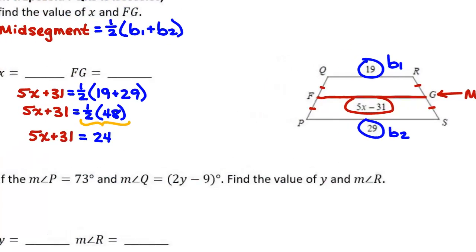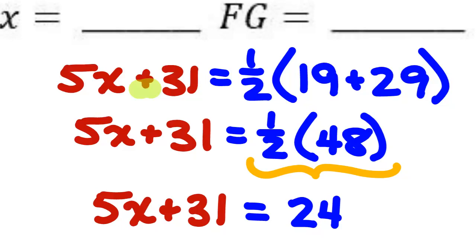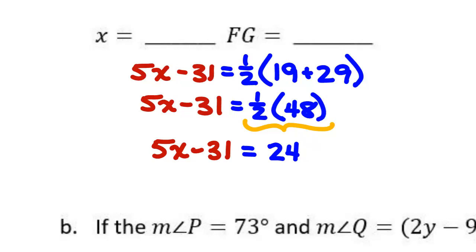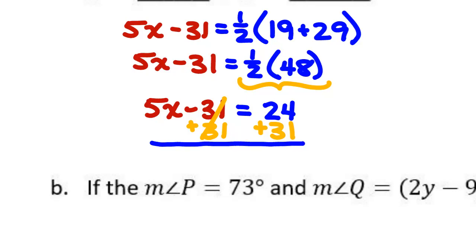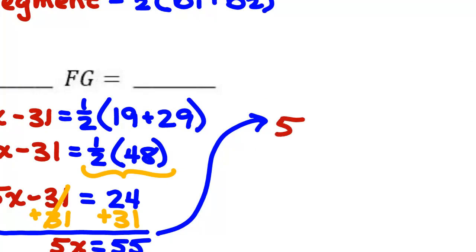Wait, I've been writing this down wrong. 5x minus 31. I apologize, I wrote that wrong. It's 5x minus 31. My apologies, guys. So then I would add 31 to both sides. And I get that 5x is equal to 55. And then I need to divide both sides by 5. And that means x is how much? x is 11.